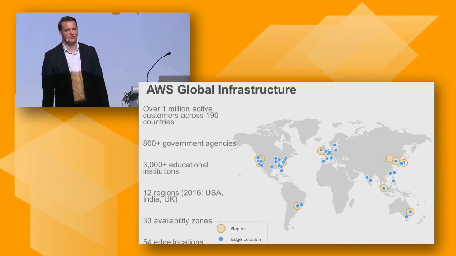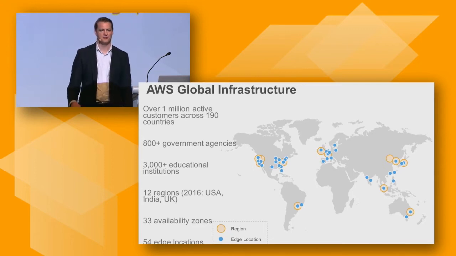We also have 54 edge locations. We have 2 products in there. We have Route 53 and we have CloudFront. One is a CDN, but you don't have to use it as a CDN. It will also transparently proxy through dynamic content if you want to use the edge locations as some kind of protection for DDoS.